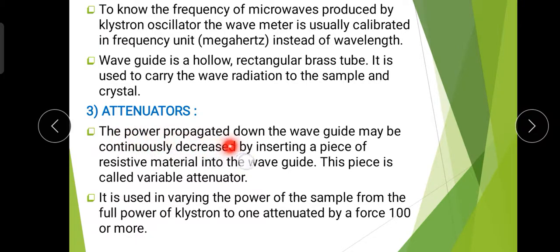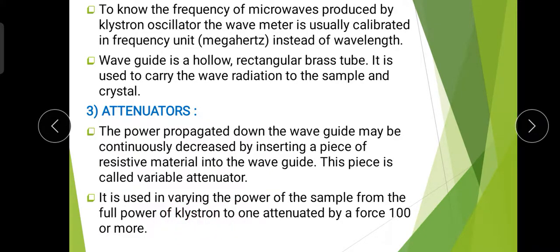The power propagated down the waveguide may be continuously decreased by inserting a piece of resistive material into the waveguide. This piece is called a variable attenuator. That means the attenuator is actually a resistive material which is inserted into the waveguide, so that it is used for the attenuation of the microwaves, or to attenuate the power of the microwave at a particular frequency. So this is actually a variable attenuator.